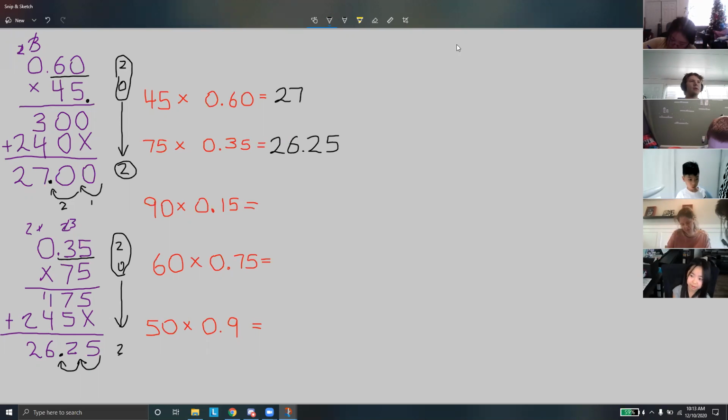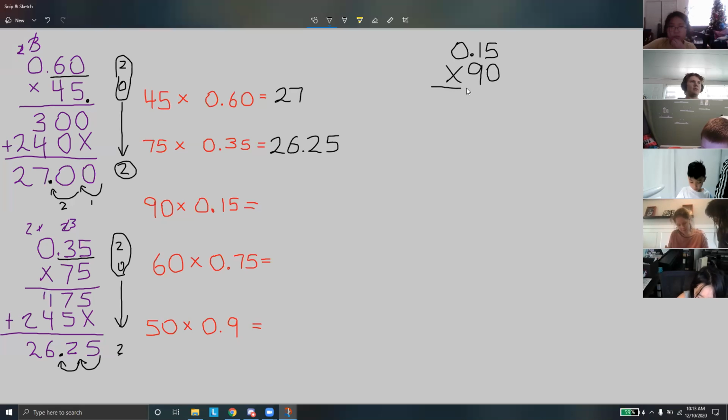Okay, next one. 0.15 times 90. So this first line should be easy because 0 times whatever is 0. So 0 times 5 is 0, 0 times 1 is 0, 0 times 0 is 0. Great. Then we have 9 times 5. If our trick is 45. 9 times 1 is 9 plus 4 is 13. 9 times 0 is 0 plus 1 is 1.